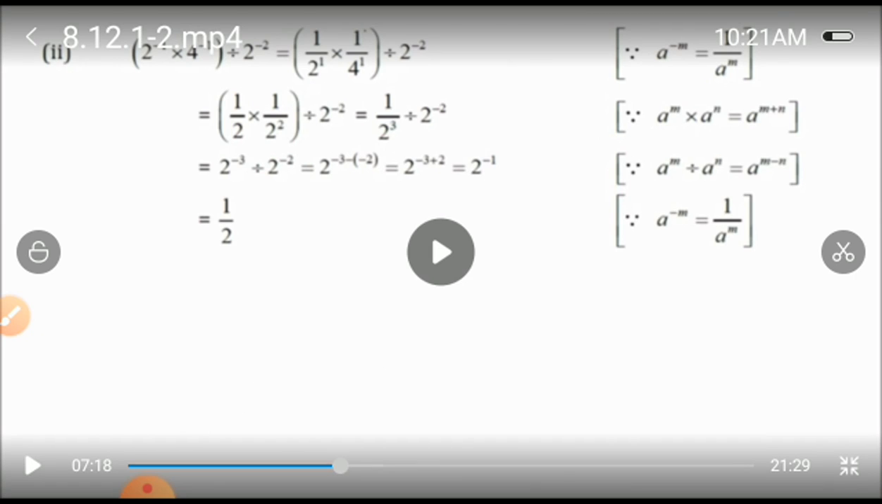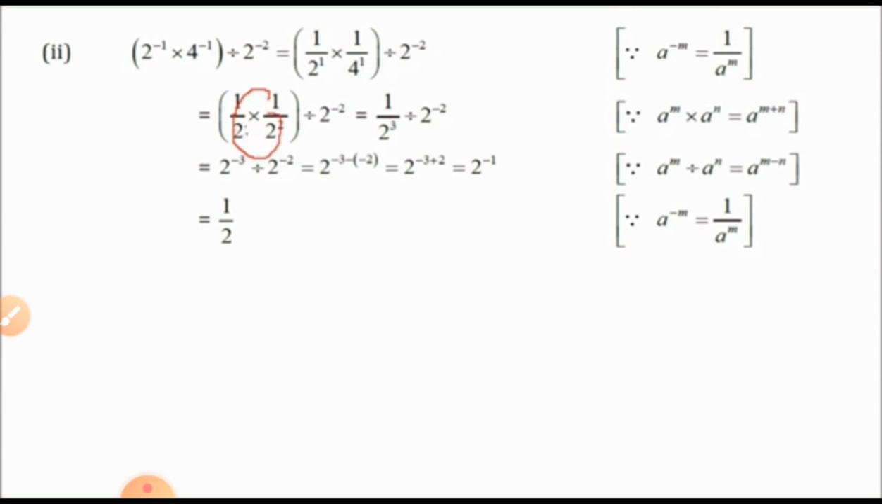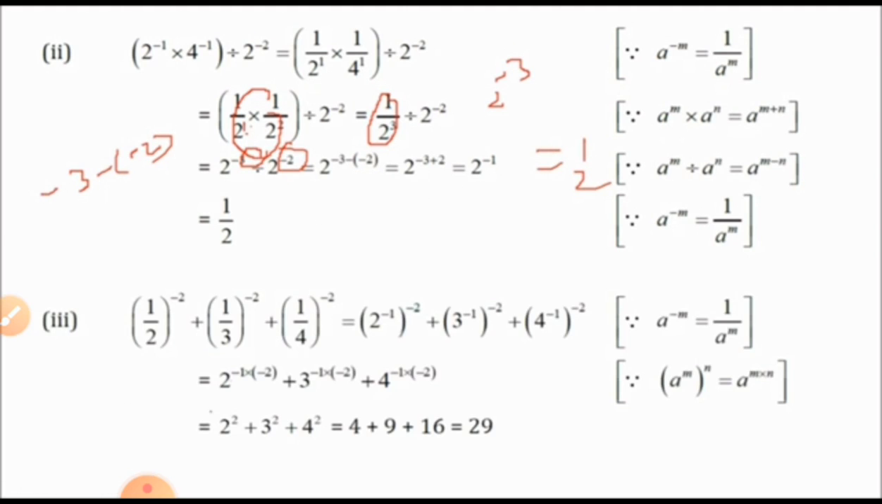Okay. Now look at the second one. The second one is also so easy, beta. How to write this one? The second one is nothing but you put the value 2 raised to minus 1 multiplied with 4 raised to minus 1 and divided by 2 raised to minus 2. Clear? Yes, my dear student, you are right. It is clearly written 1 upon 2 raised to 1 multiplied by 1 upon 4 raised to 1. At last you will get 1 upon 2.